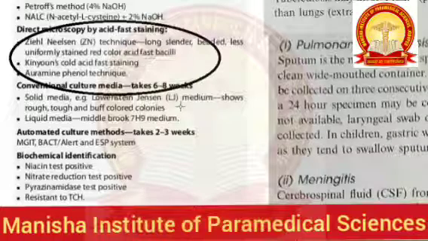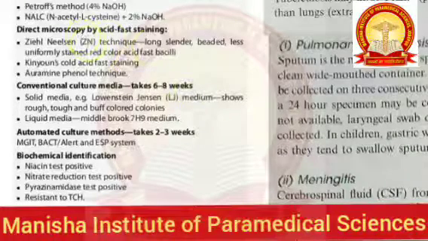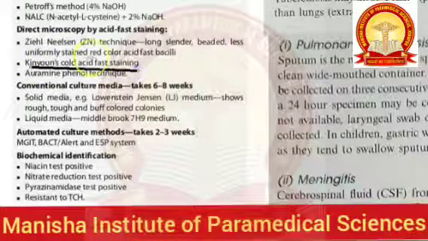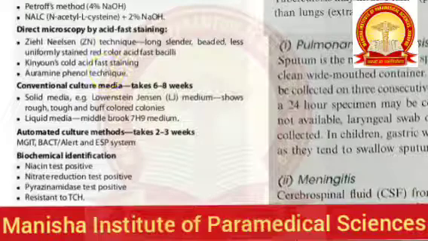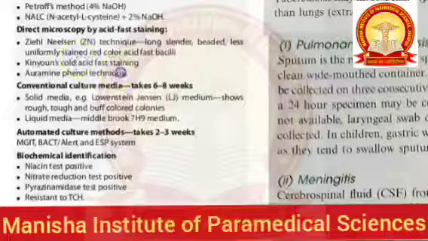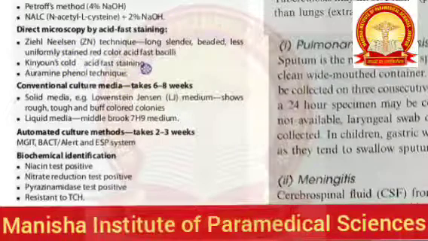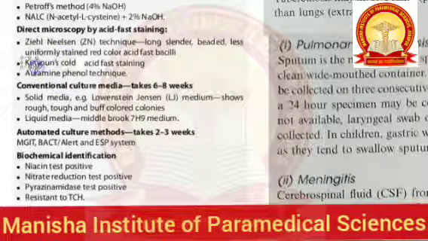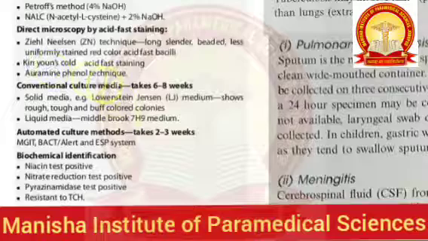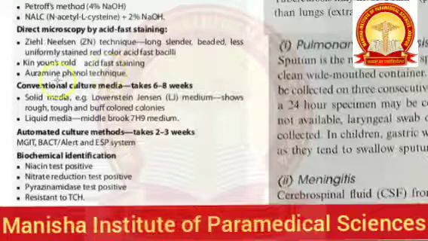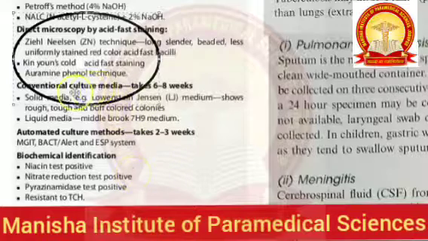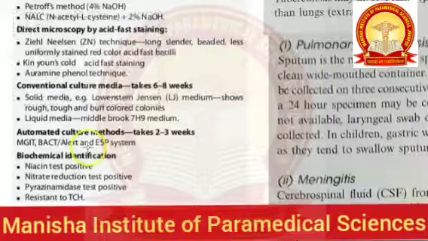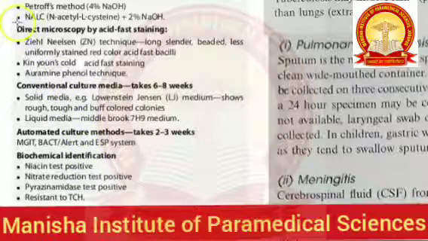Okay. What are the other ways of staining? You can use Kinyoun's cold acid-fast staining. This is the same thing as Ziehl-Neelsen staining. However, this is cold. There is no heating in this. Okay. So that is Kinyoun, K-I-N-Y-O-U-N, Kinyoun's cold acid-fast staining. Okay. Then you have the auramine phenol technique. Auramine phenol technique will be fast, I think. Okay. Now that will be the direct microscopy for you.